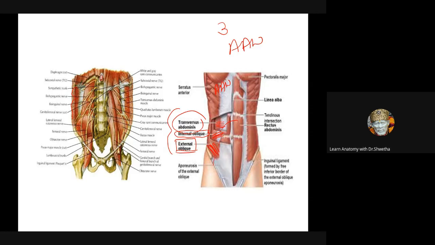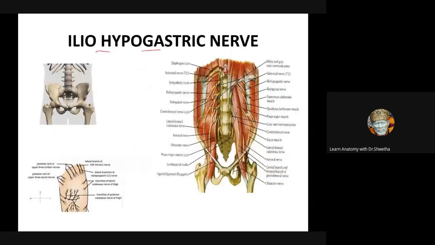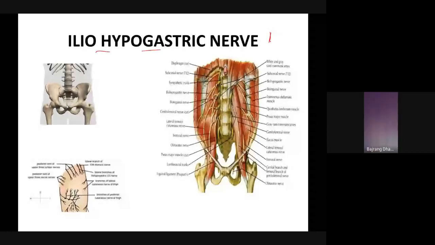Now we have discussed that this is the lumbar plexus. I will show you the branches. See here, that is the iliohypogastric nerve. First we will discuss what it supplies. The root value of the iliohypogastric nerve was what, students? L1. Very good.